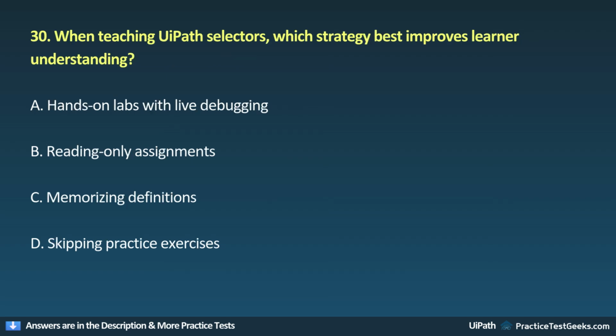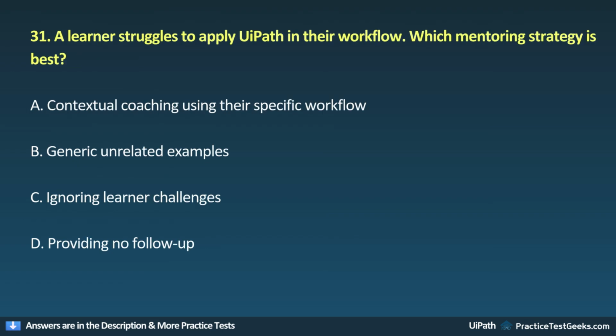30. When teaching UiPath selectors, which strategy best improves learner understanding? A. Hands-on labs with live debugging. B. Reading-only assignments. C. Memorizing definitions. D. Skipping practice exercises.